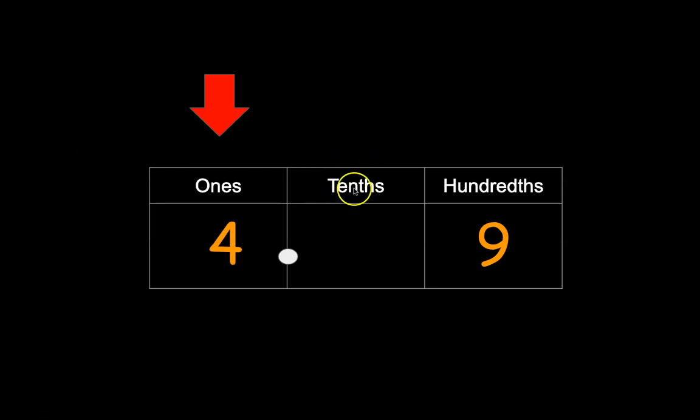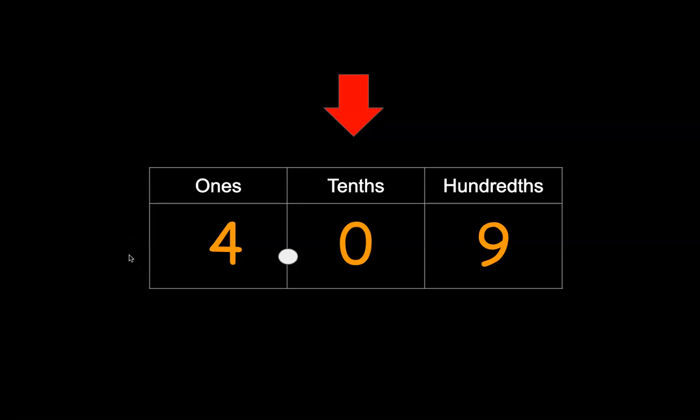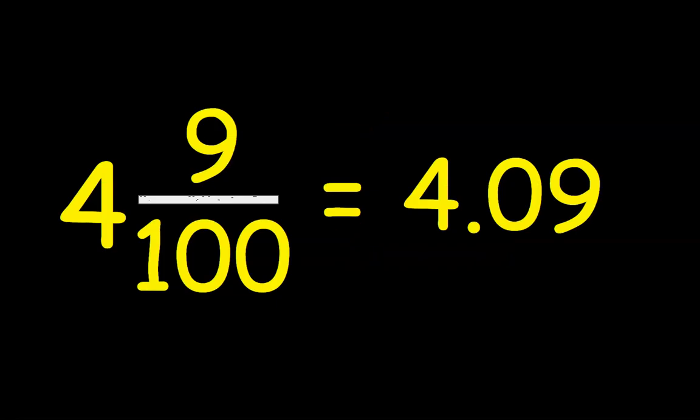If we take this grid away, because we don't normally draw grids when we write numbers, it would take us forever. We would need to show that this 9 is not next to the decimal point, and the way we show that is by putting a 0 in there. So 4 and 9 hundredths is 4.09 as a decimal fraction, or a decimal.